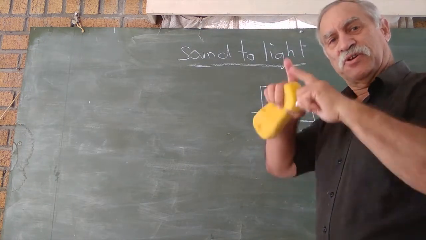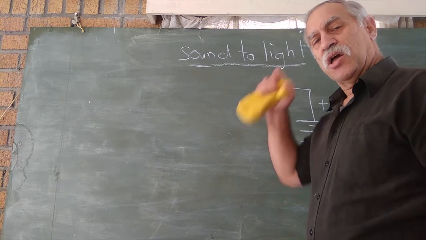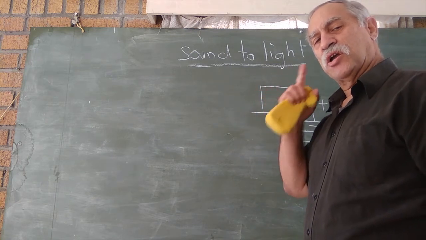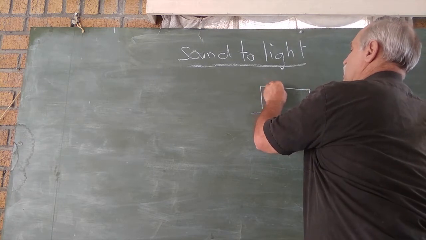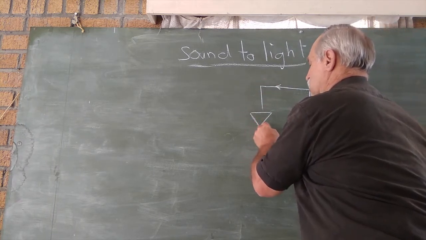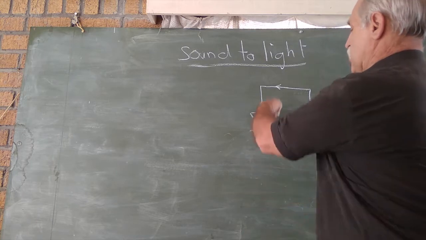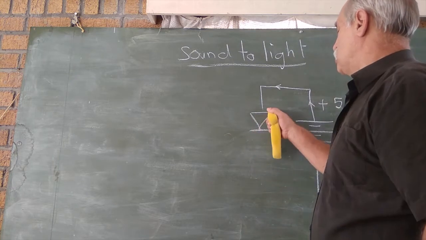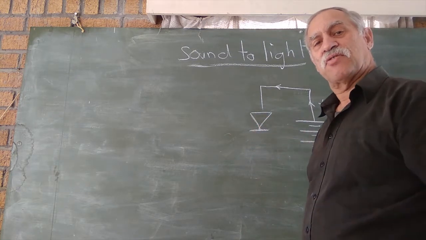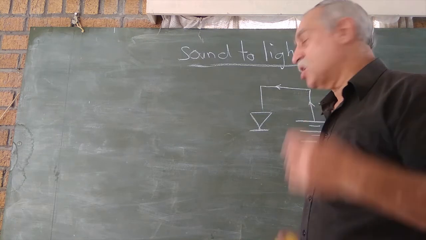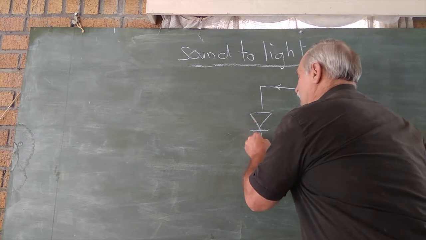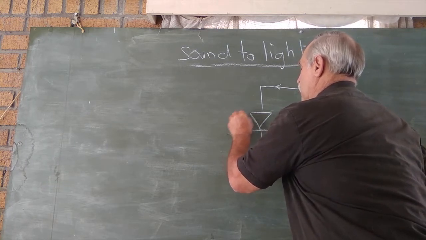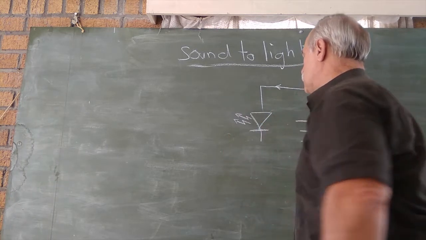Now you know the symbol for an LED is a triangle, but in which direction does the triangle point? Well, conventional current is in that direction, so the triangle must point in the same direction as conventional current. You see, it looks like an arrowhead. That's the direction that our conventional current, which is from positive to negative, goes. So here's our light emitting diode. It's going to give off light every time there's a beat.